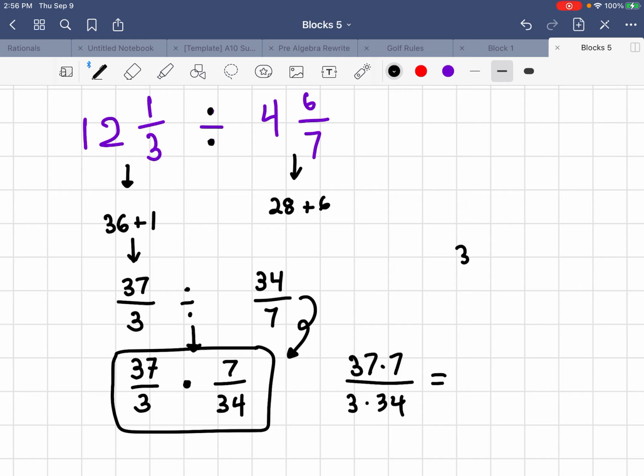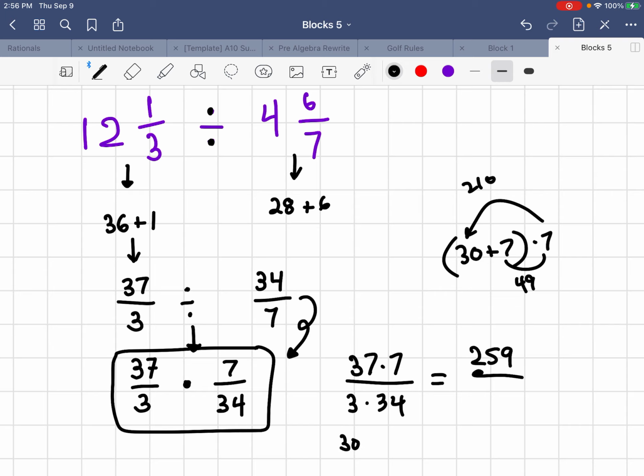37 by 7, my trick would be 30 plus 7, each times 7. So 30 times 7 is 210, plus 49, so it's 259 over 3 times 34. Again, 34 is 30 plus 4, times 3 is 90 plus 12, which would be 102, and I know that is reduced. And that's it for multiplying and dividing fractions.